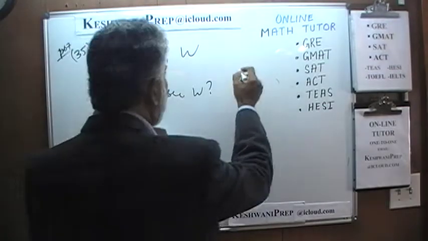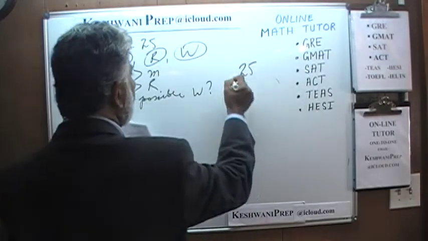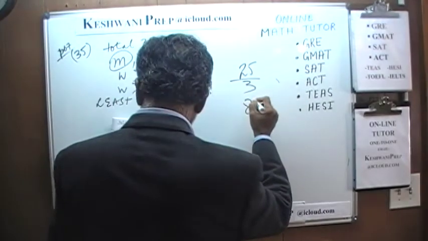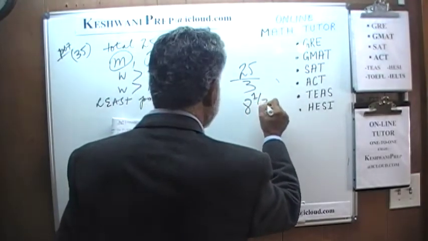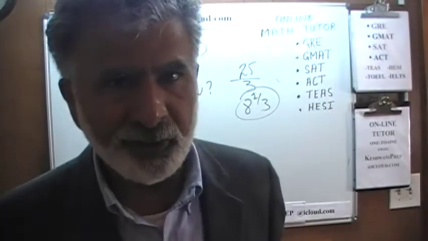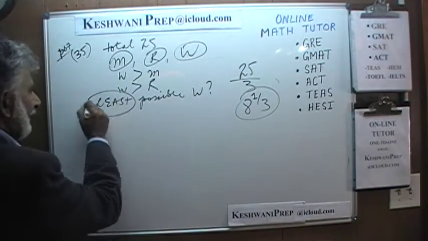Well, if we are buying 25 units, and of three different kinds, M, R, and W, if we divide that by 3, we'll get 8 and 1/3. But we cannot buy 8 and 1/3 of anything. It has to be integers, whole numbers. And we want to buy the least of W.